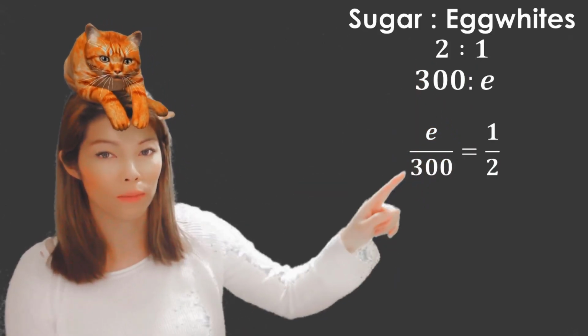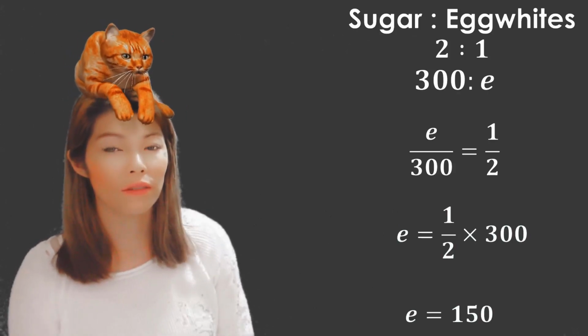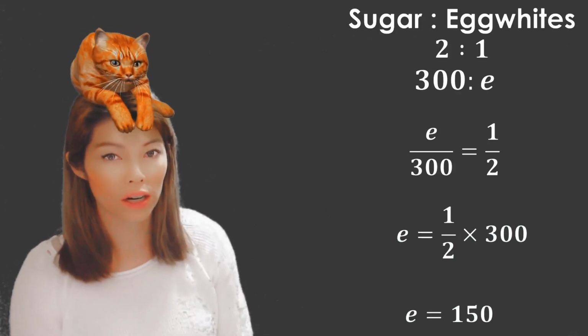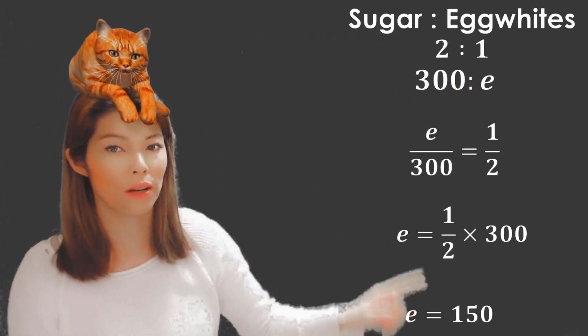So now multiplying both sides by 300, we get 150. 150 egg whites to 300 sugar. And it makes sense because sugar is double the egg whites. So the egg whites should be less than the sugar.